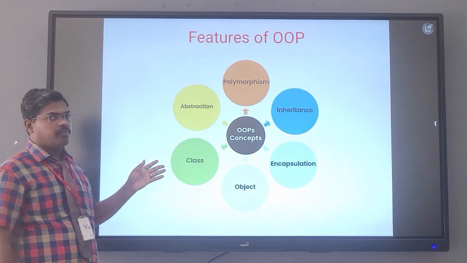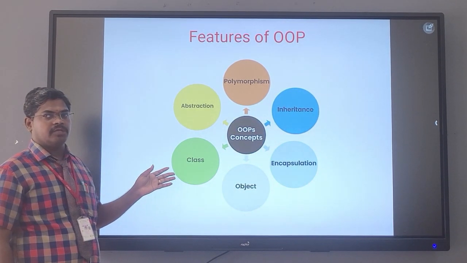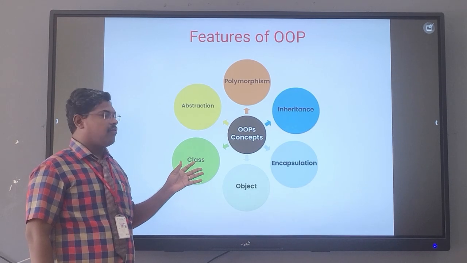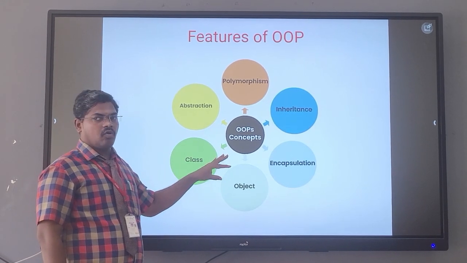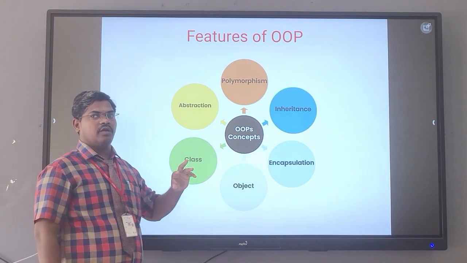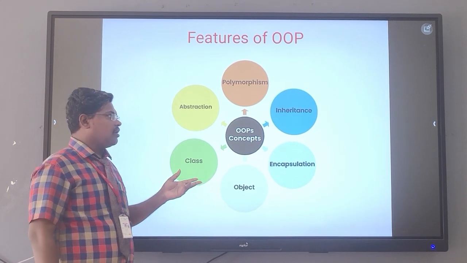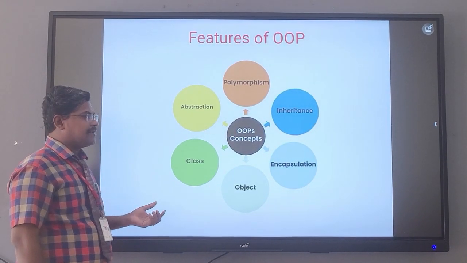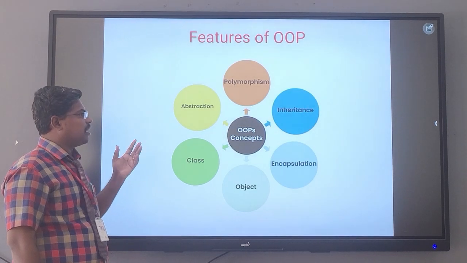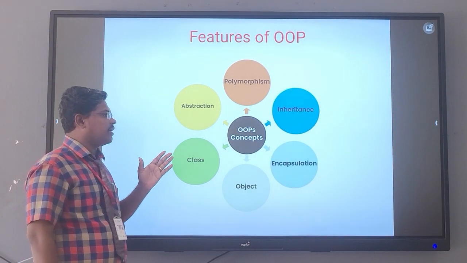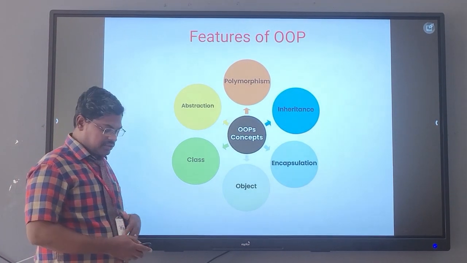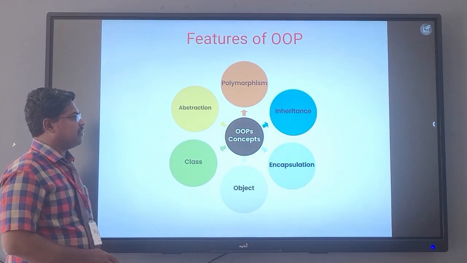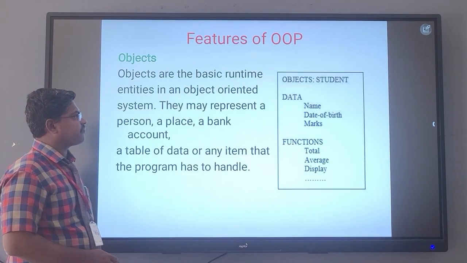C++ is also object oriented programming, and Java is also object oriented programming. But what are the main features common to these two different programming languages? First is object, then class, and then abstraction, that means data abstraction, polymorphism, inheritance and encapsulation. So these are the features of object oriented programming. Okay, we will discuss them one by one.